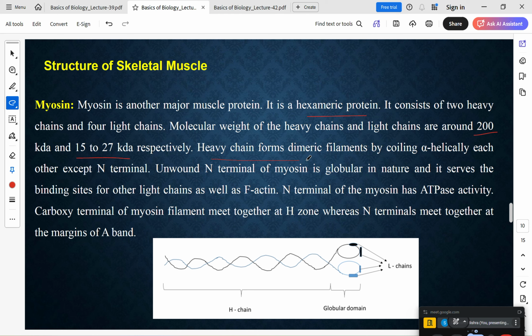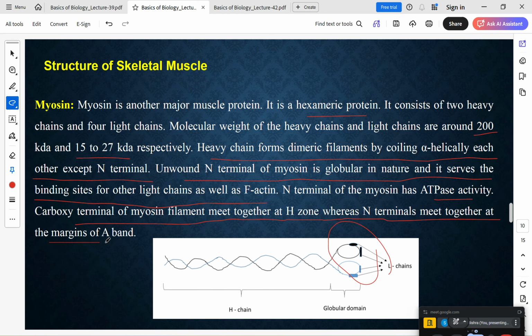The heavy chain forms dimeric filaments by coiling alpha helically with each other except for the N terminal. The unwound N terminal of the myosin is globular in nature and serves as binding sites for other light chains as well as F-actin. So the globular head of the myosin is where the F-actin binds. The N terminal of the myosin has ATPase activity, and the carboxy terminals of the myosin filaments meet together at the H zone, whereas N terminals meet together at the margins of the A band.